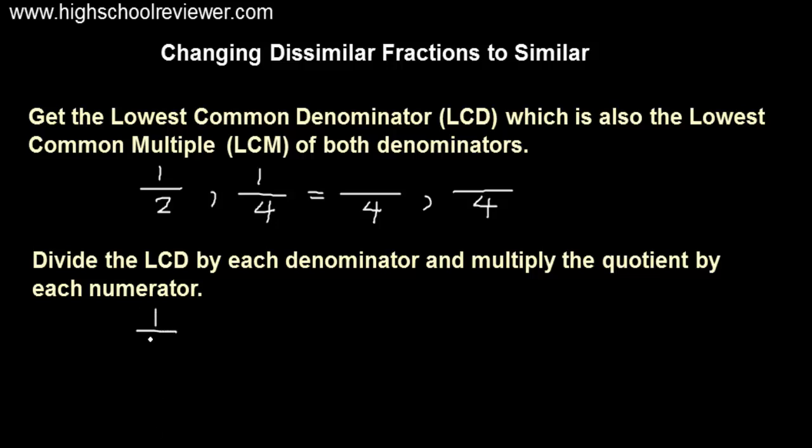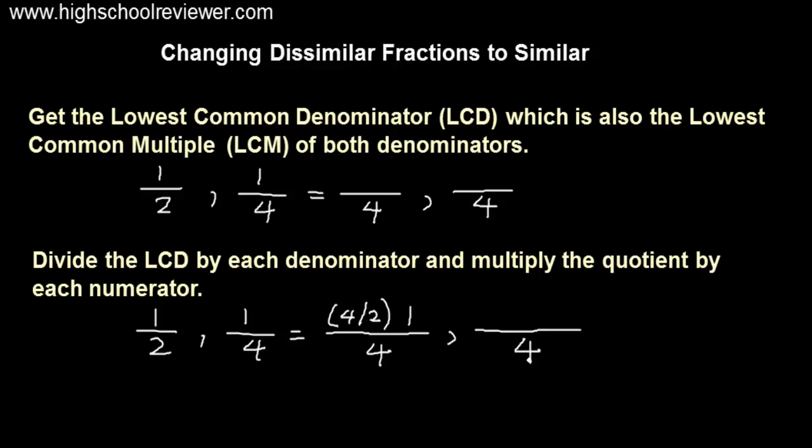Again, we have here 1/2 and 1/4. Now the LCM here is 4. And for the numerator here, we will divide the LCD. So the 4 here will be divided by the denominator 2. We will have here 4 divided by 2, and then multiply the quotient by each numerator. The numerator here is 1. This will be multiplied by 1. And the same LCD, which is 4.